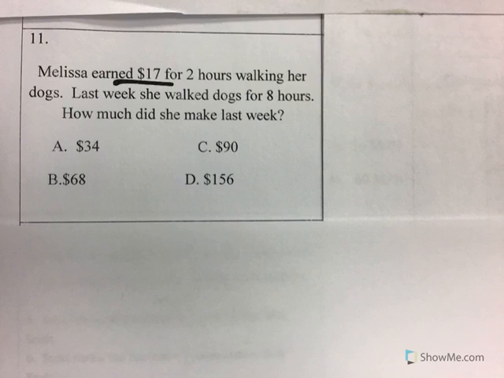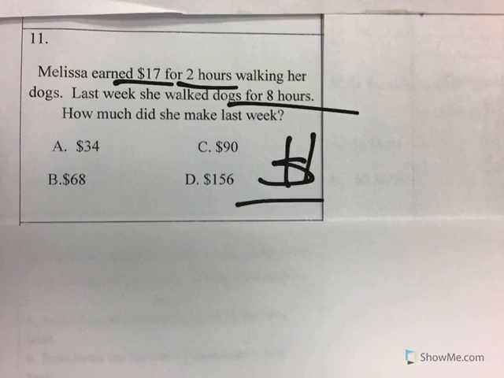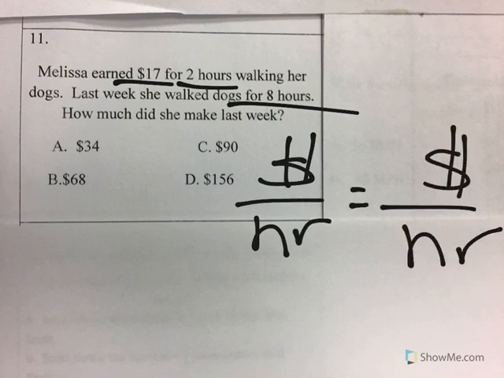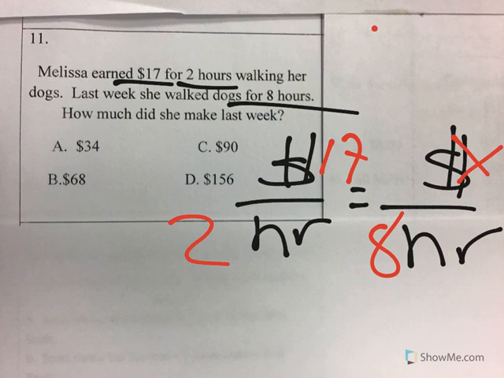Okay, number 11, Melissa earned $17 for 2 hours walking her dog last week. She walked the dog for 8 hours. How much money did she make? So I'm comparing money over hours, money over hours. So I know $17 in 2 hours. I want to know how much she made in 8 hours.